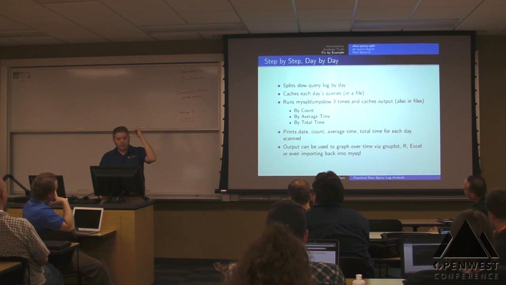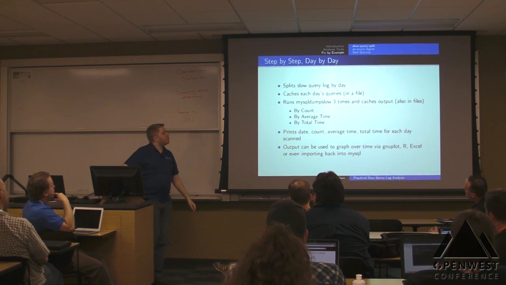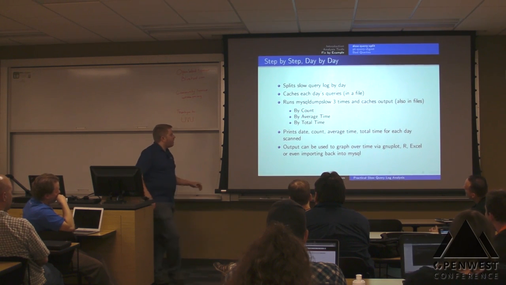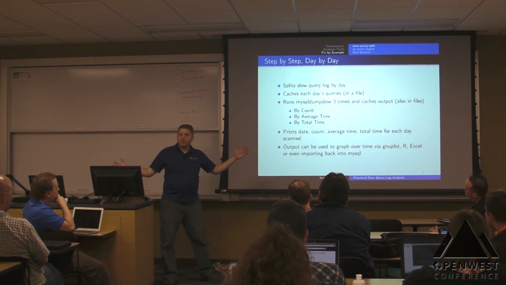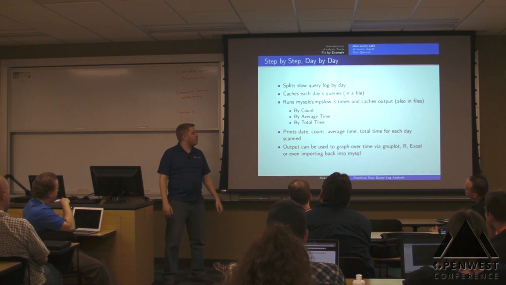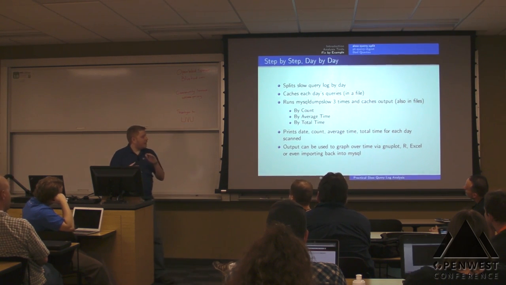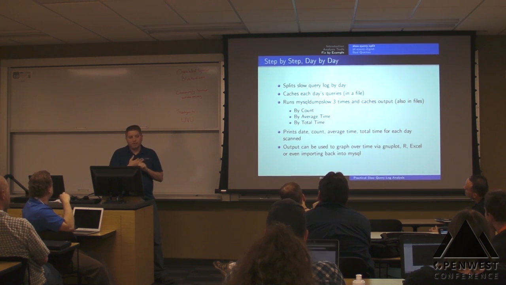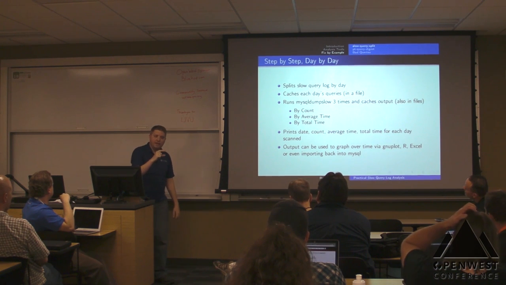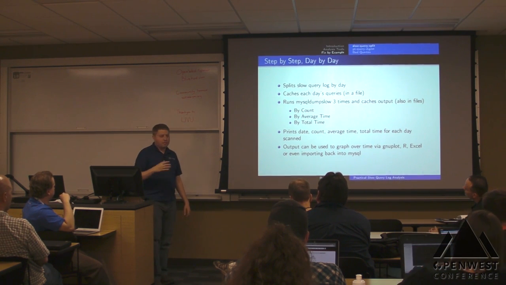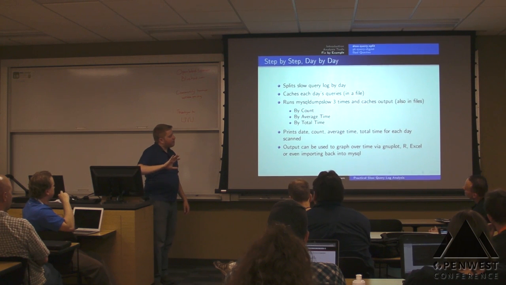So I built Slow Query Split. Very simple Perl script. Showed a little snippet of the code earlier. All it does is it takes whatever slow query log you throw at it over a period of time, say 6 months, 5 years, whatever, and it will break that down day by day, and it will cache, wherever you want to put it, in temp by default, a breakout of that day's queries one day at a time. A little bit of wasted space, but it makes the drill down simpler later.